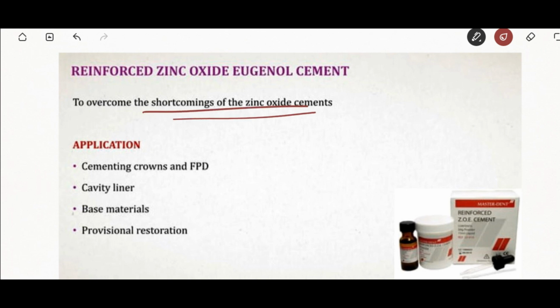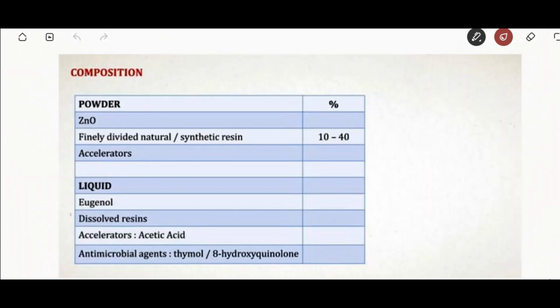To overcome the shortcomings of zinc oxide eugenol cement, reinforced zinc oxide eugenol cement was developed. It is used for cementing crowns and FPDs, as cavity liners, base materials, or for provisional restorations. The powder consists of zinc oxide, synthetic resins, and an accelerator. The liquid is eugenol with dissolved resin.